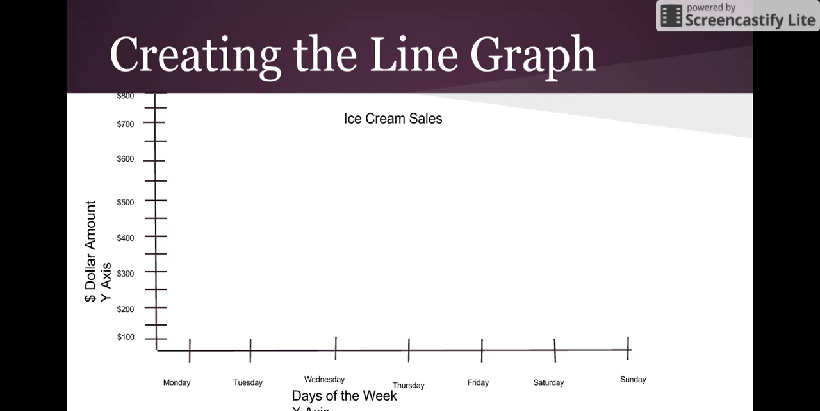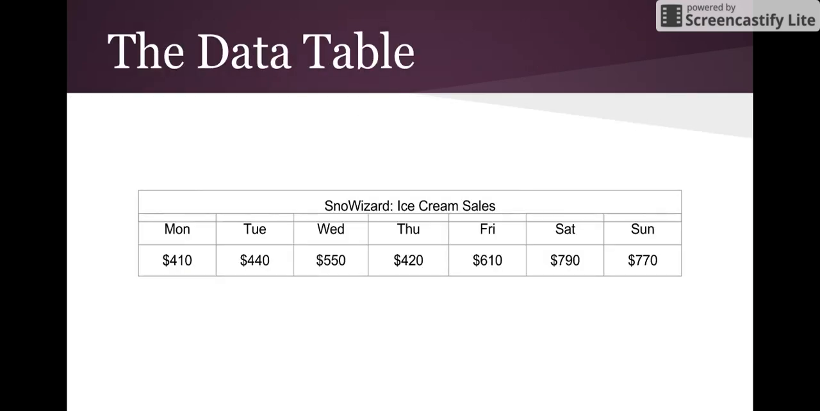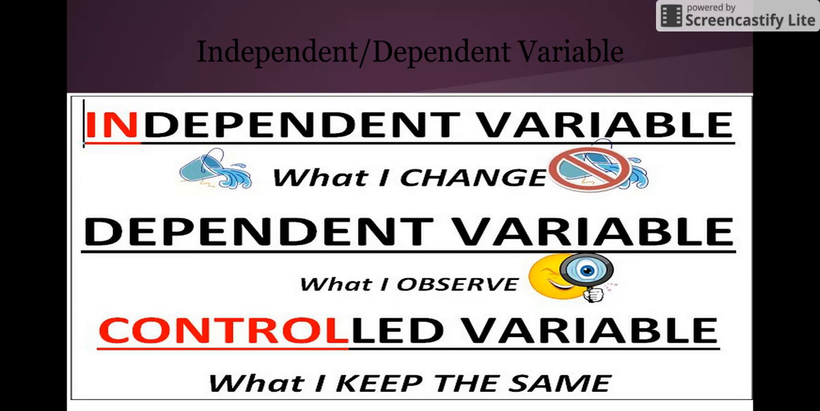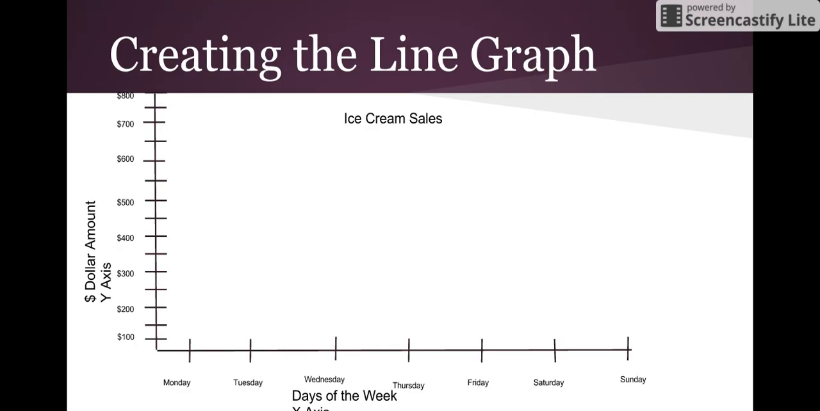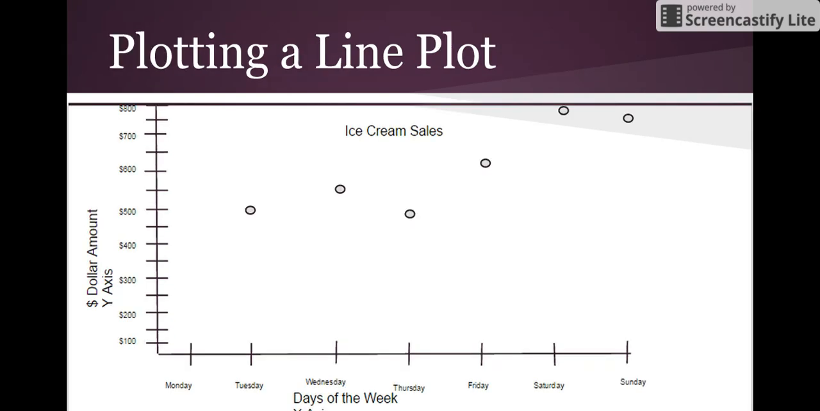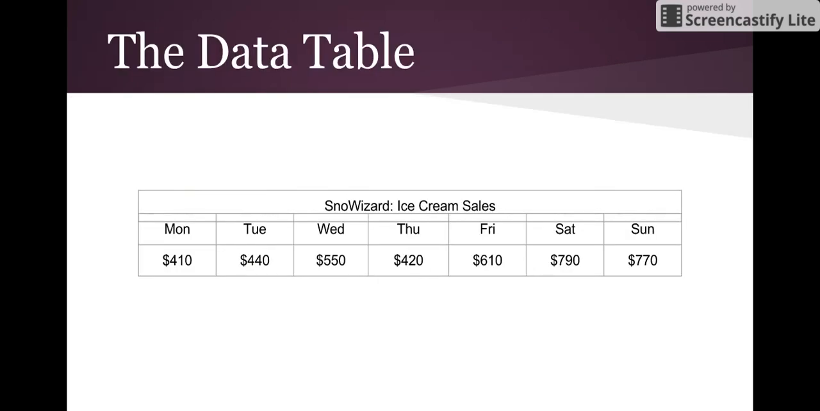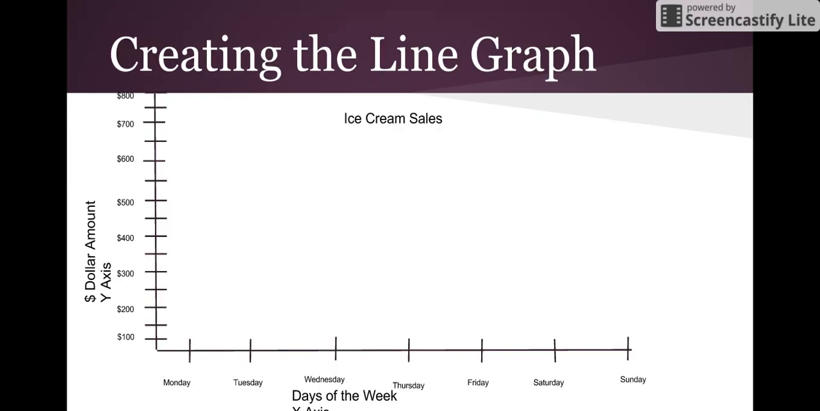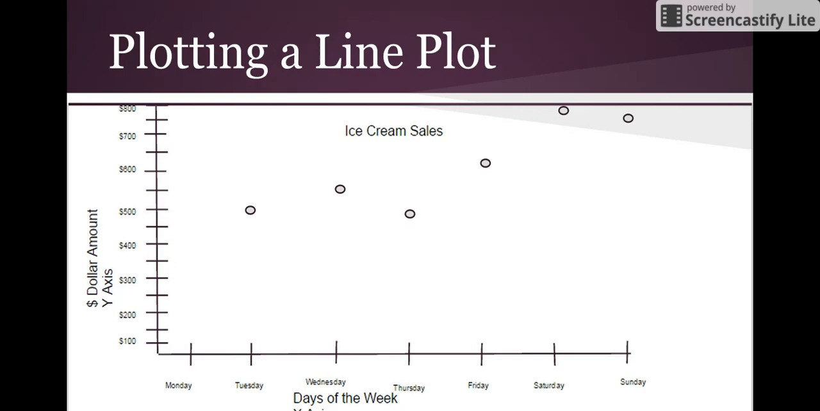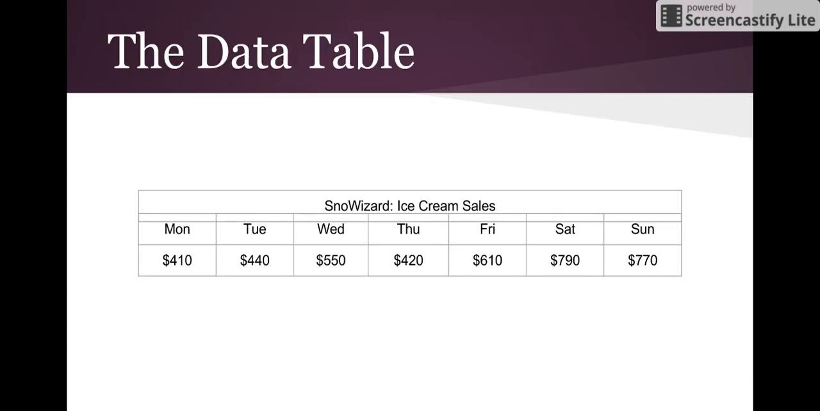Stop, observe the line graph. Where am I plotting Monday? Let's go back to Monday. How much were the sales on Monday? 410. So now I need to go back to my line plot. First thing I'm going to do is plot my graph. Mr. Goodwin missed a point. How much did they sell on Monday? 410. On Tuesday, they sold 440. On Wednesday, they sold 550.